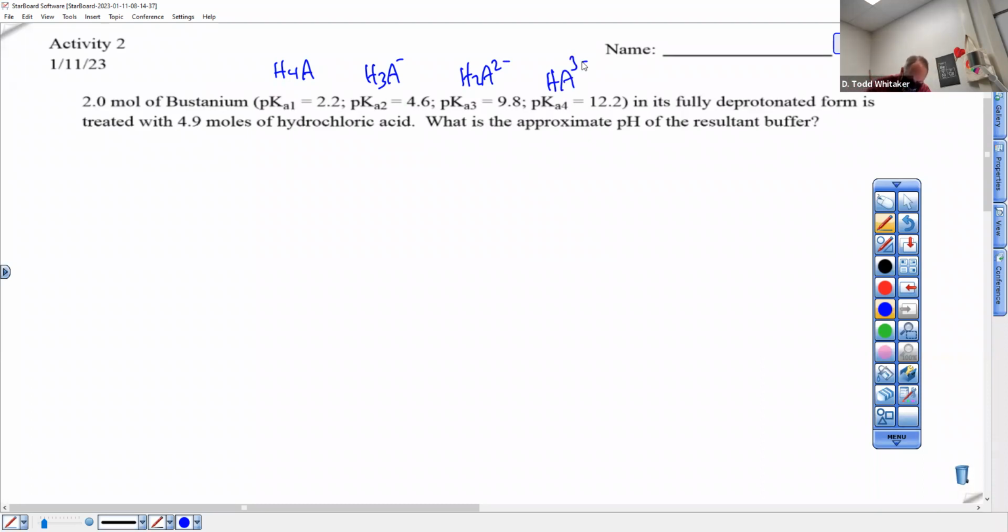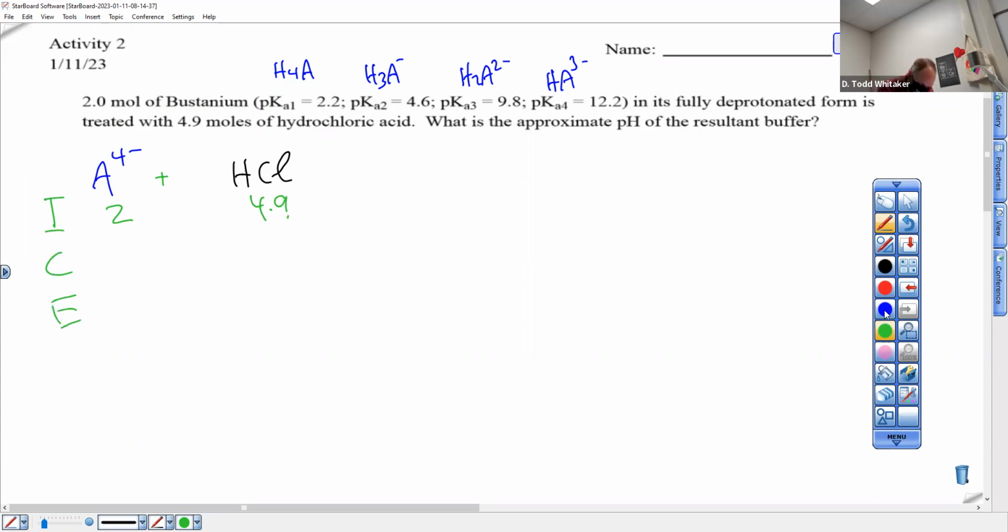And we are starting with none of those, right? What are we starting with? A4 negative, sorry, not 4A. So the initial amount is 2. And the initial amount of HCl is 4.9. That's the ICE.